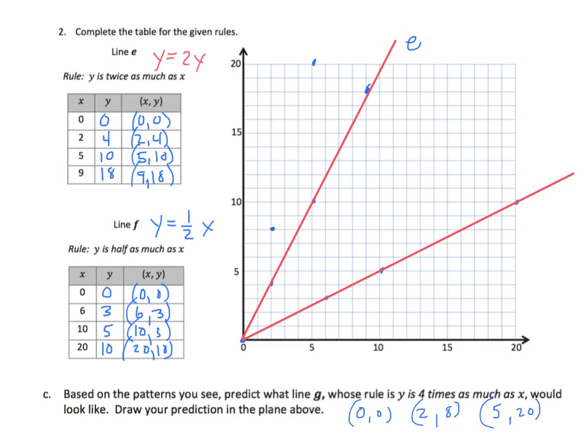Indeed, our prediction is correct. Let's create a line just to finish the job. Now that we have the line drawn in, we'll label it G, and we can see that indeed it's steeper. The hypothesis that the greater the factor, the steeper the line holds true.